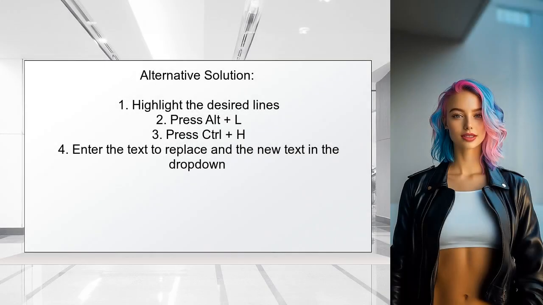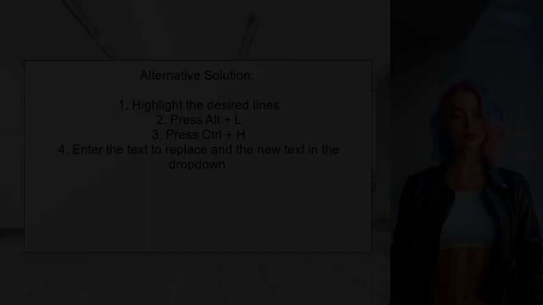One user suggests a quick method for find and replace in Visual Studio Code on Ubuntu. First, highlight the lines you want to change. Then press Alt and L together, followed by Ctrl and H. In the drop-down that appears, type the text you want to replace and the new text.